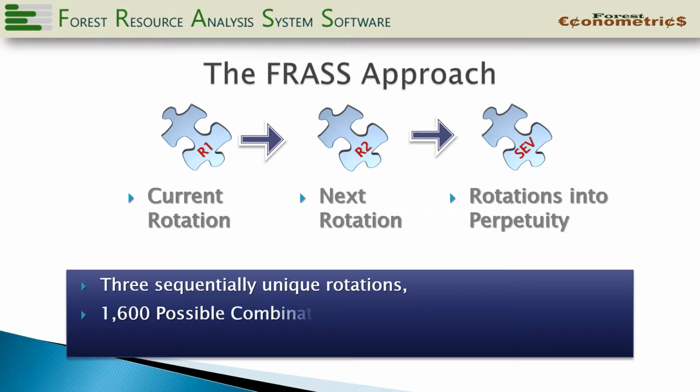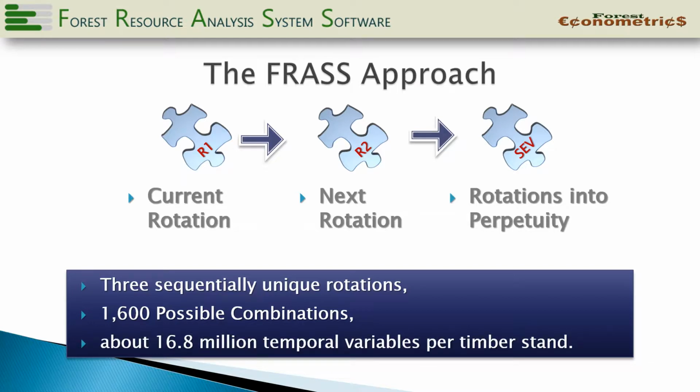In FRASS, calculations of net present value consider 1,600 possible rotation length combinations, extrapolated into the future as a harvest event sequence on each timber stand. Growth and yield projections, price and cost forecasts, with inflation rate and landowner-specific discount rate, are combined in a comprehensive financial package of interrelated quantities guided by the power of time.